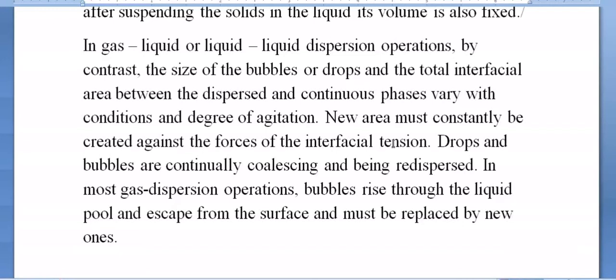Because of this, it tries to come from the bottom and escape from the surface, and must be replaced by new ones. Since they are escaping, we are supposed to replace them. So what should I do? I should continuously send gas through the distributor to the reaction system, so that the gas comes out in the form of bubbles from the distributor plate, enters the liquid, goes to the liquid surface, and again new bubbles are formed from the distributor.